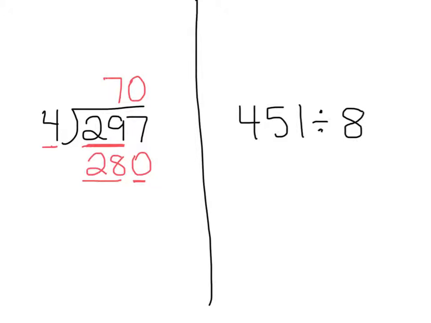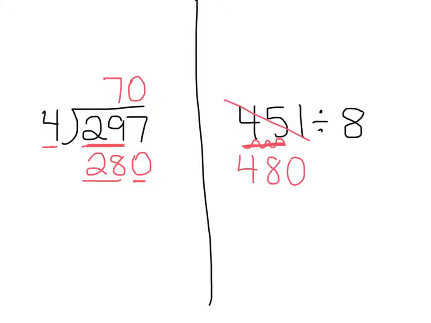Now let's look at the one on the right, 451 divided by 8. Does 8 divide into 4? No. Does 8 divide into 45? Yes, but not evenly. So now I need to think of a compatible number here. What can I change my 451 to? Well, what's close to 45 that 8 divides into? 48. So I'm going to change this to 480.